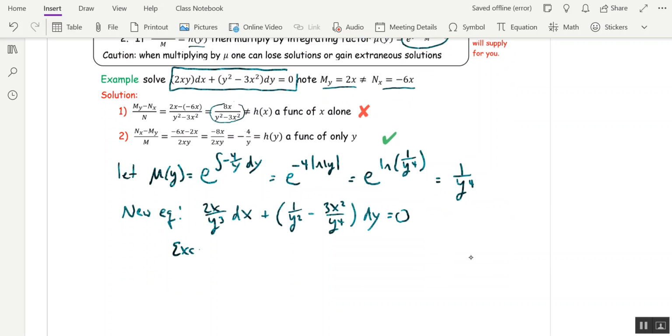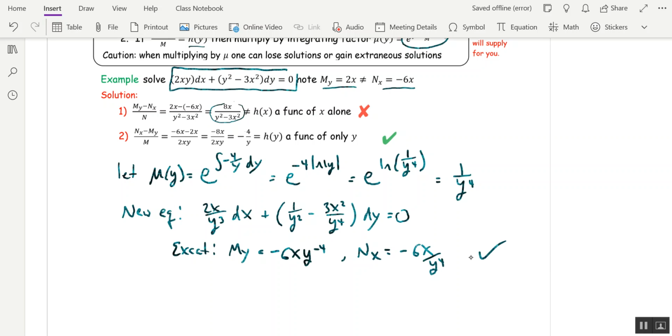If it's not, we did something wrong. So my, think of this as 2x y to the negative 3. So m sub y would be negative 6x y to the negative 4. And n sub x is, bring down the 2, negative 6x over y to the 4th. Those are the same. In one case, I'm using negative exponents. In the other case, I'm not, but those are the same.